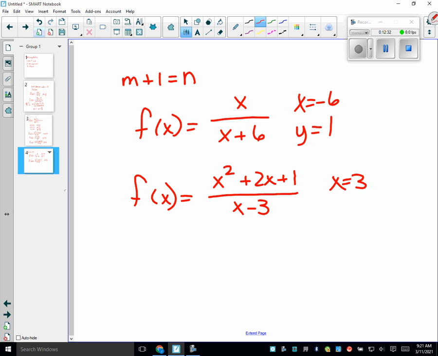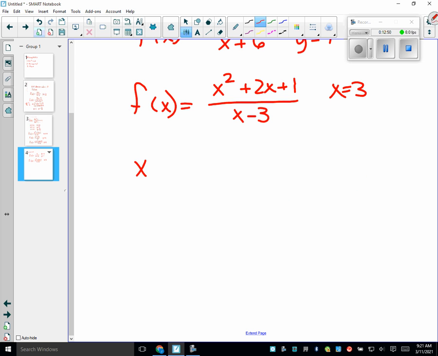So how do you write a slant? You gotta find the slant. We find the slant using long division. I have x minus 3 into x squared plus 2x plus 1. Can we just do synthetic? Is that okay? Sometimes it doesn't work.